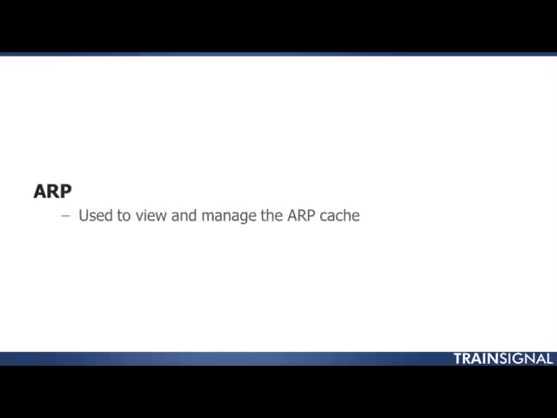Now the next command is the ARP command. You may recall from another lesson where we talked about ARP being a protocol, right? It's the Address Resolution Protocol, and that protocol has to do with the resolution between IP addresses and MAC addresses. I mentioned that ARP was not only a protocol, but it's also a utility. The ARP utility is used to view and manage something called the ARP cache. This is a memory location where we have recently resolved IP and MAC addresses.